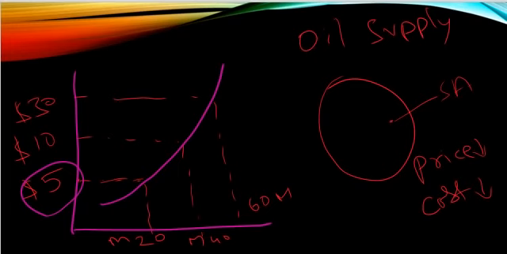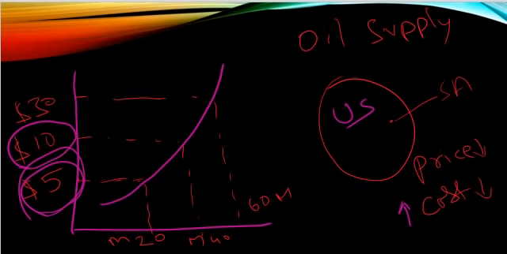But if you take, for example, the US, the cost of producing oil is high because they have to dig deeper to get oil. So they cannot produce and sell oil at $5, but they can when the price increases to $10, because they can make profits at $10.